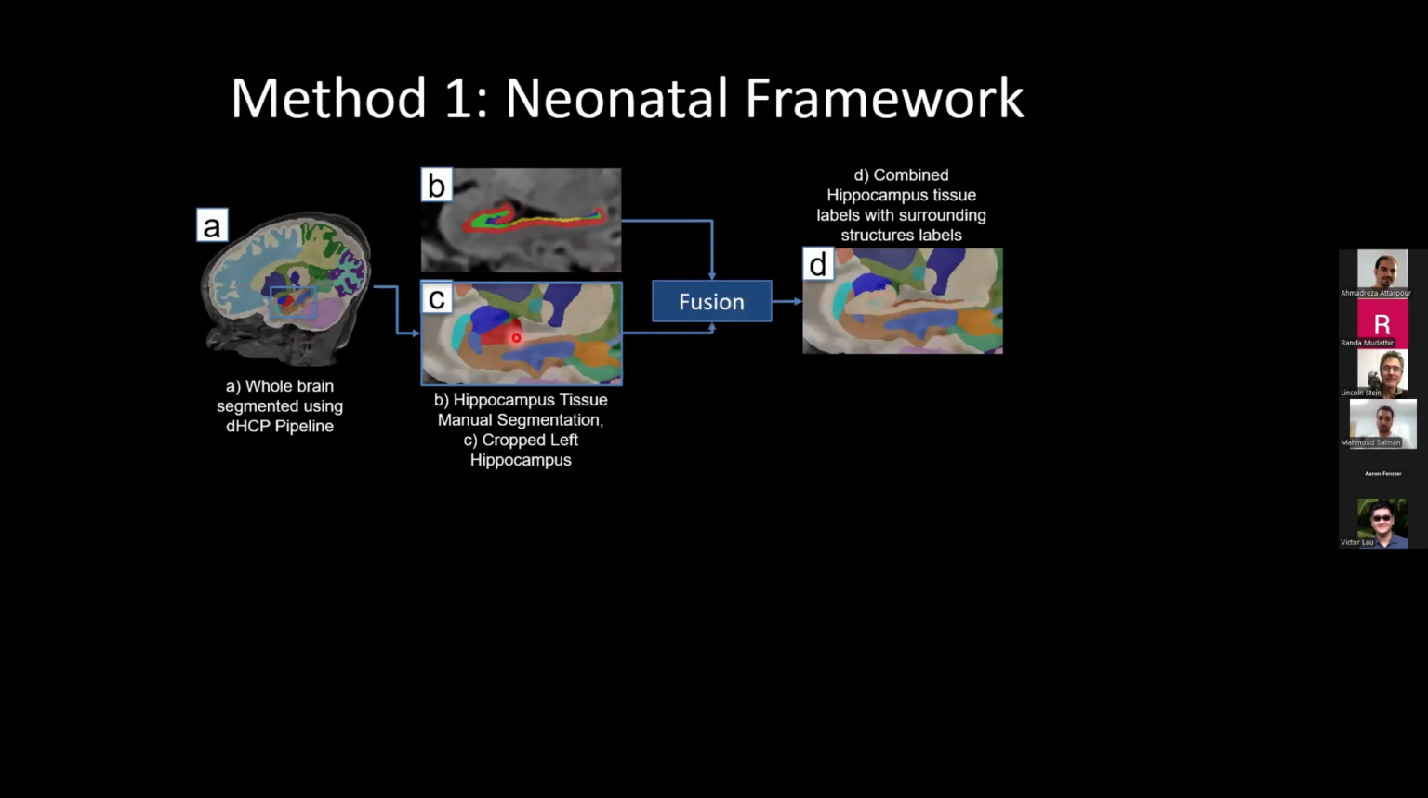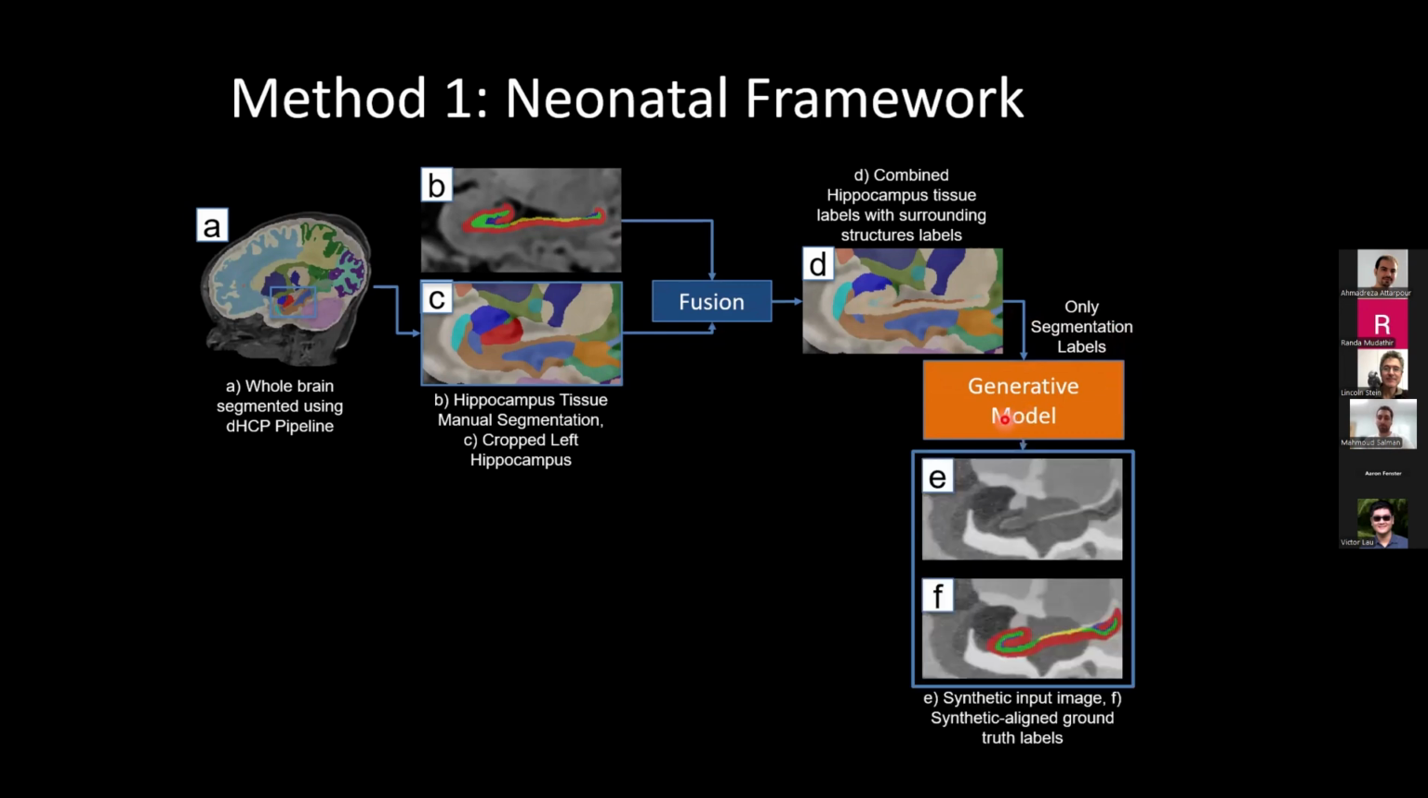So we remove the manually segmented hippocampus, which is not that accurate, and add our manually labeled hippocampus. After this, we will only use this segmentation label as input to the SynthSeg generative model. From this label map, we will be able to generate this synthetic grayscale image as well as this synthetic aligned ground truth label.